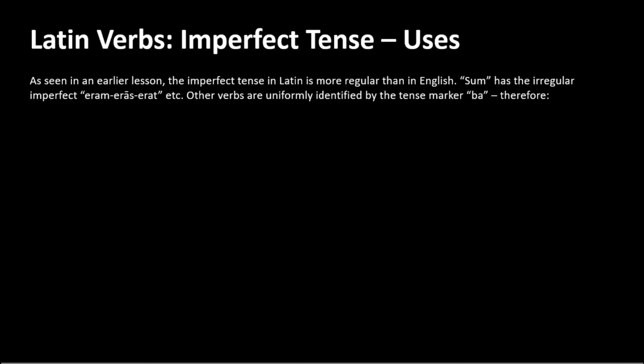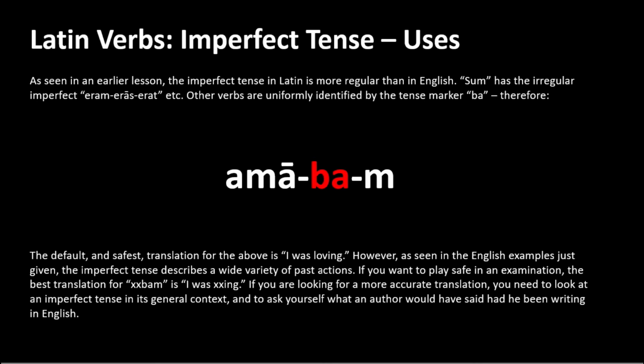As I've said more than once, the imperfect tense in Latin is much more regular than it is in English. Sum has the irregular forms in the imperfect, eram, eras, erat, etc. Apart from that, other verbs are uniformly identified by the tense marker BA. Therefore, amabam, I was loving. Notice how I translated the above amabam as I was loving. This is a default translation. It is a safe translation.